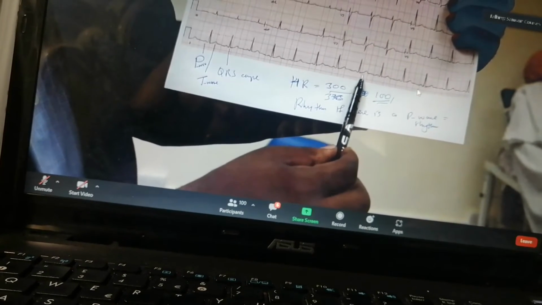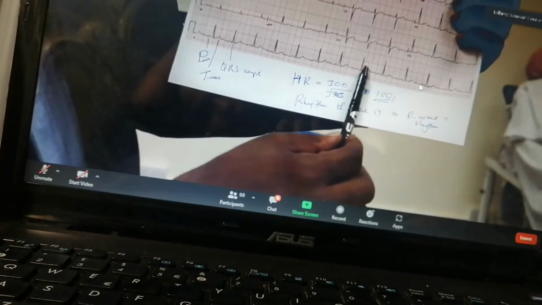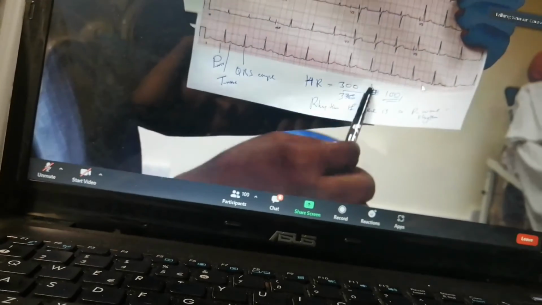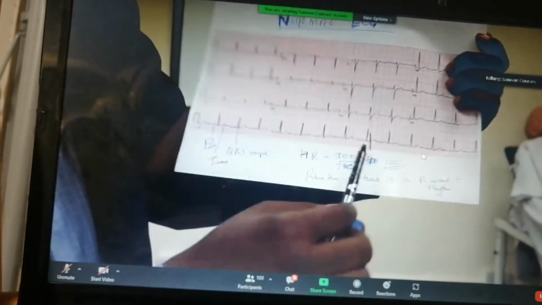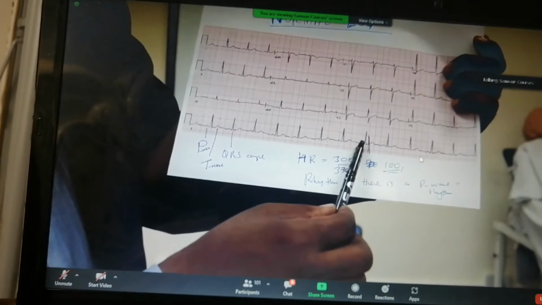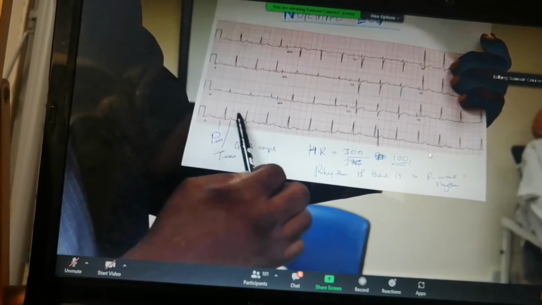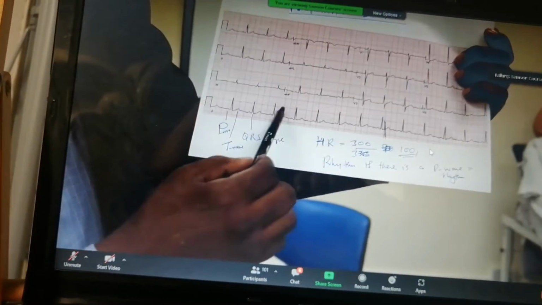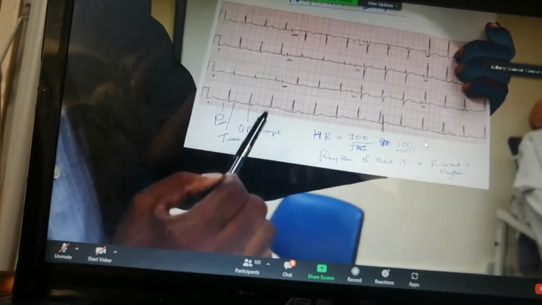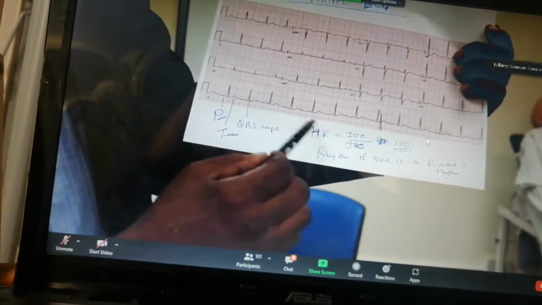So what do I have in here? 30 finishes here. Now, in this 30, I'm going to put a line. In this 30, how many QRS complexes are there? 1, 2, 3, 4, 5, 6, 7, 8. So you do 8 times 10, which is 80. So the heart rate is 80.